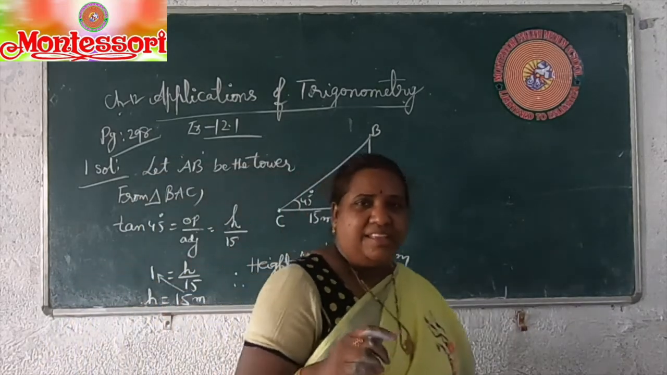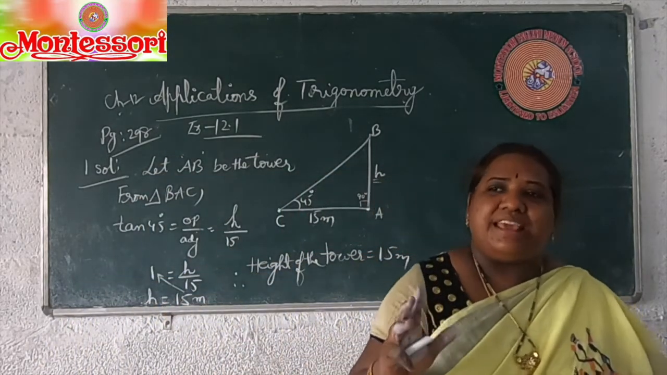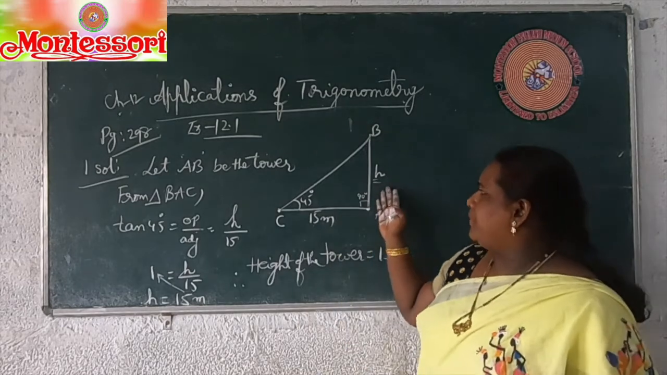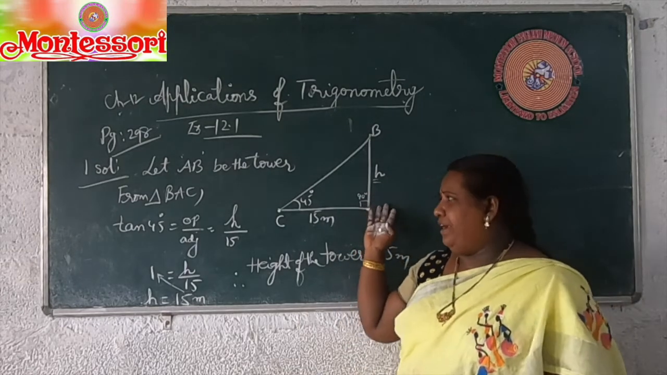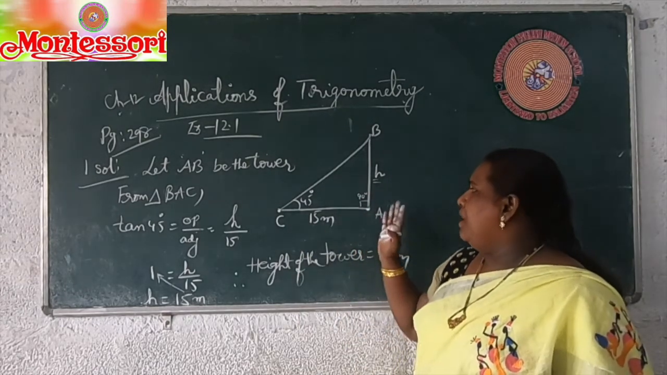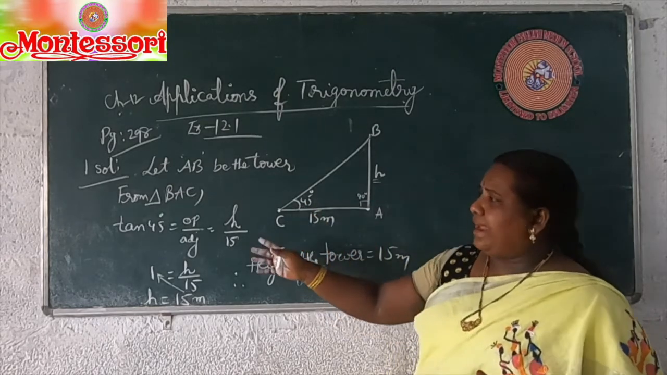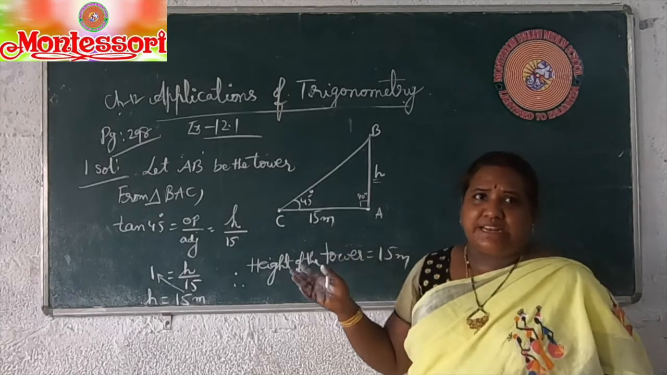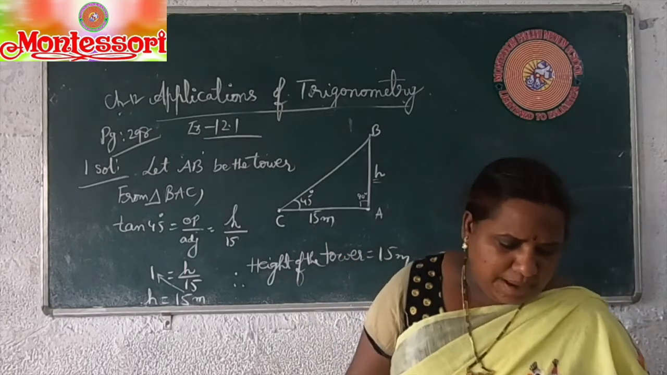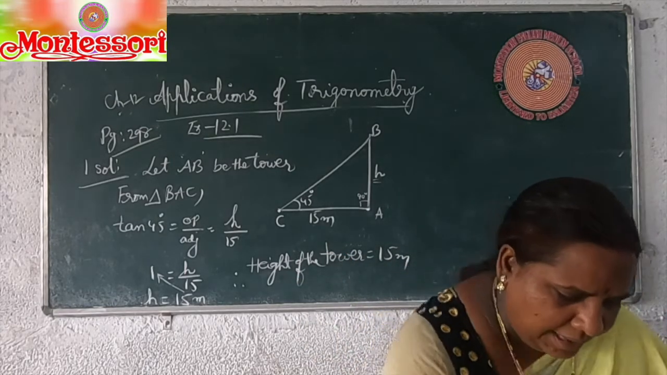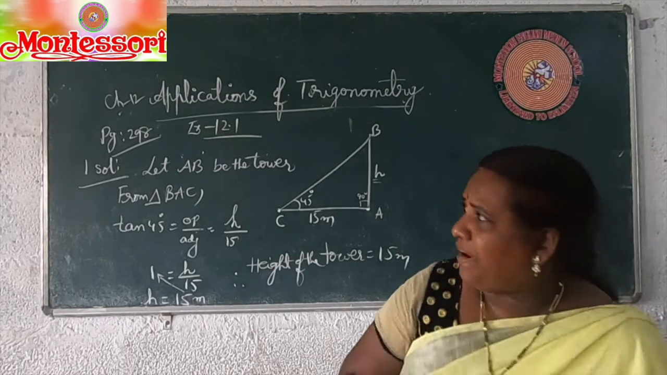This is very easy if you just analyze the sum. The tower is given and you have to find its height. They give the distance between the foot of the tower and the observer, and the angle of elevation is given. So why did I use tan? Because of the opposite and adjacent relation. Now basing on this, you try examples 4 and 5.